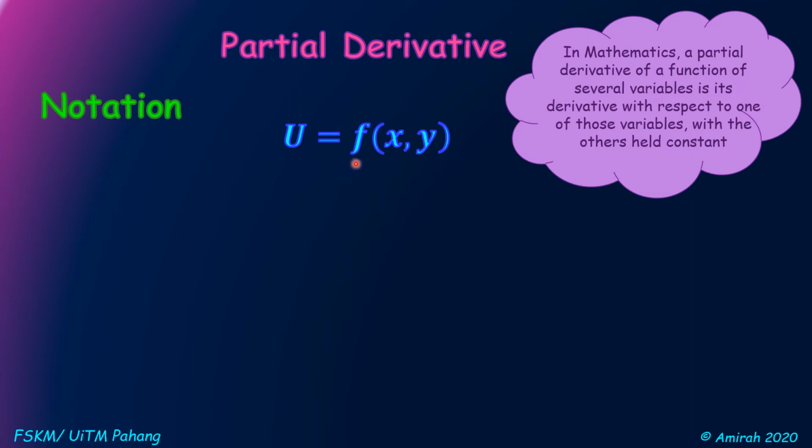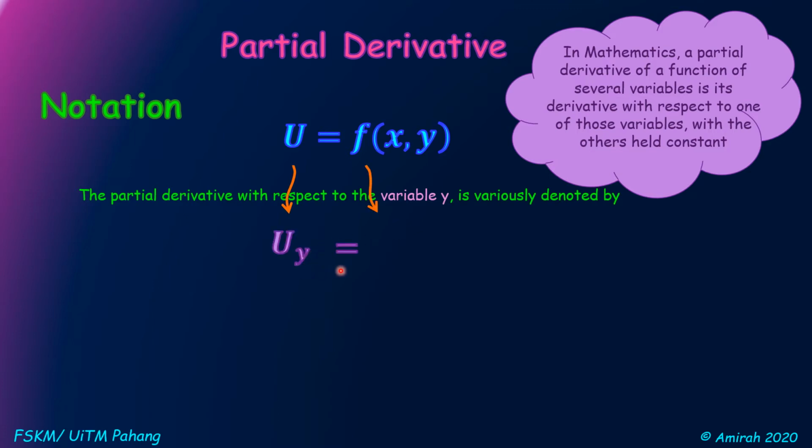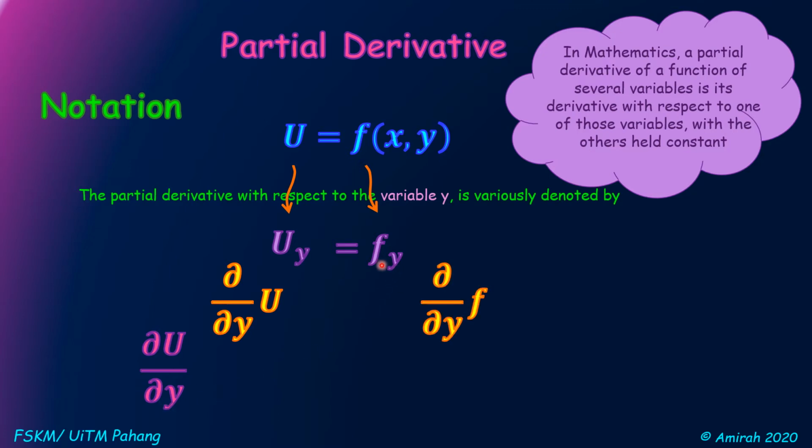From u equals function f in terms of variables x and y, the partial derivative with respect to the variable y is variously denoted by uy or fy. Okay? The other symbol we can write is del u over del y, or del u in numerator over del y. For function f, we can write del f over del y or del f in numerator over del y.